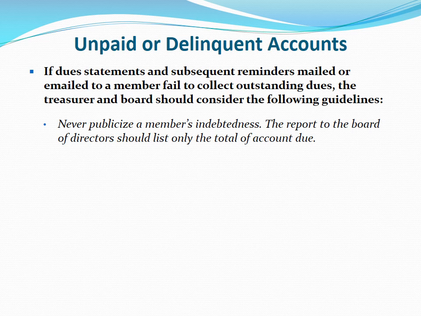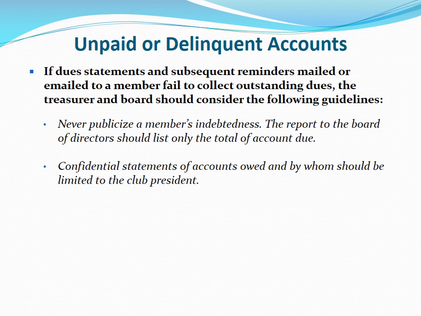First and foremost, never publicize a member's indebtedness. The report to the board of directors should only list a total of the amount due. Many clubs only present that report to the club president, so only the treasurer and the president know the actual members and their account status. Confidential statements and accounts owed by whom should be limited to the club president. The treasurer will have to have the information, but he or she needs to make sure that it is kept very private.